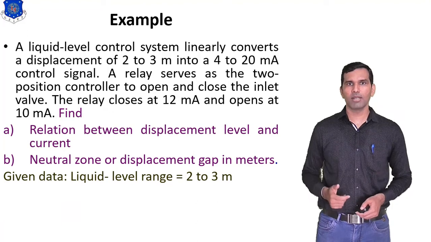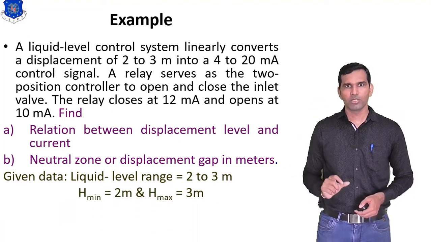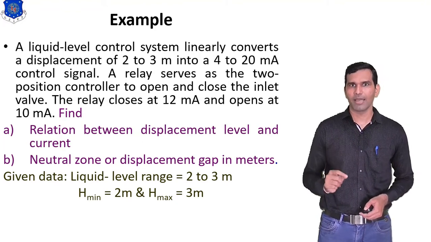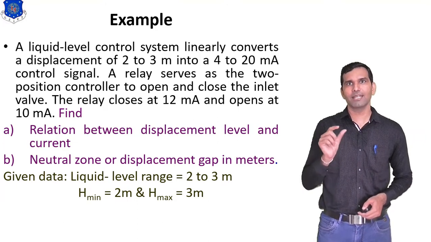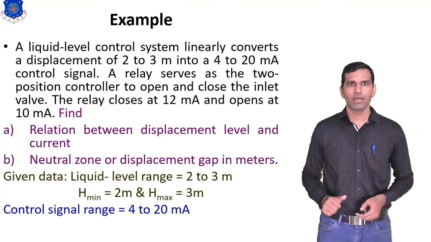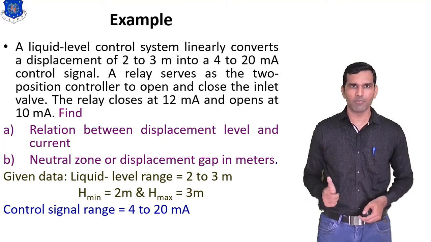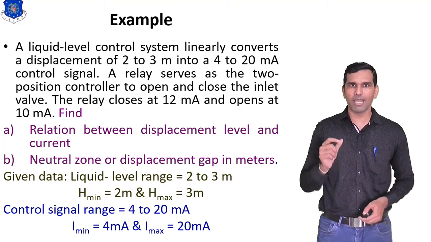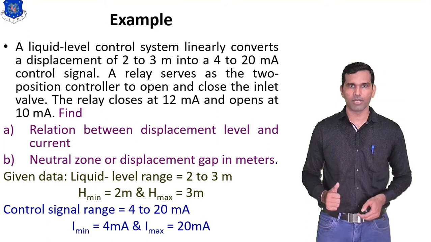Here the given liquid range is between 2 to 3 meter. So that means H minimum is equal to 2 meter and H maximum is equal to 3 meter. H indicates the height. And the control signal range is between 4 to 20 milliampere. That means I minimum is equal to 4 milliampere and I maximum is equal to 20 milliampere.